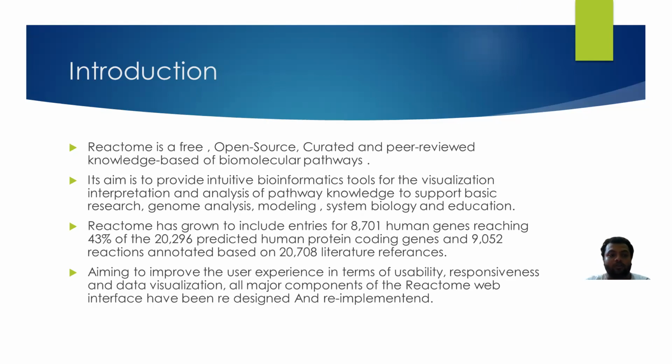Reactome has grown to include 8,701 human genes, reaching 43% of the 20,296 predicted human protein coding genes, and 9,052 reactions annotated based on 20,708 literature references, aiming to improve the user experience in terms of usability, responsiveness, and data visualization. All the major components of the Reactome web interface have been redesigned and re-implemented.